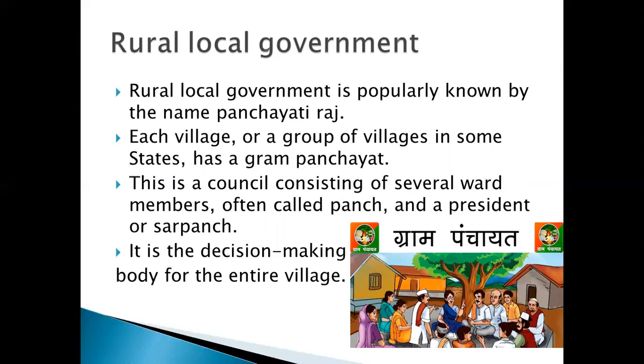So if you talk about rural local government, then we have the Panchayati Raj system in rural areas as a third tier of government. In fact, each village, or a group of villages if the villages are small, may have a gram panchayat, which is a council of several ward members, and they are called panch, and there is a president of these ward members who is called the sarpanch. So an election is held, and the people elected from each ward are called panch, and a president is elected who is the sarpanch, and they decide.